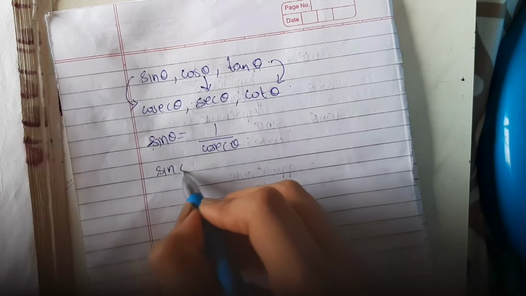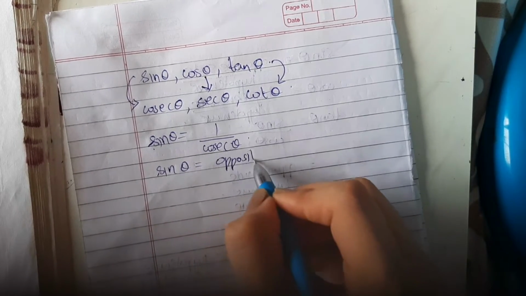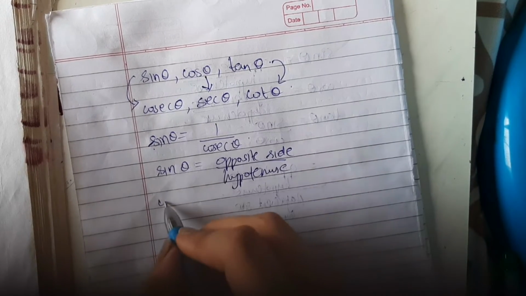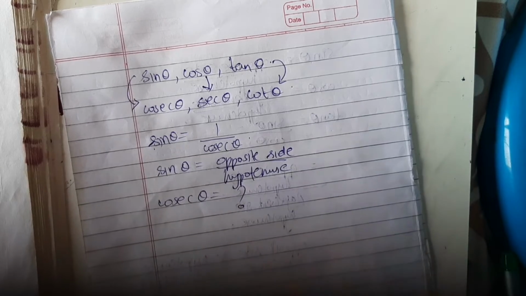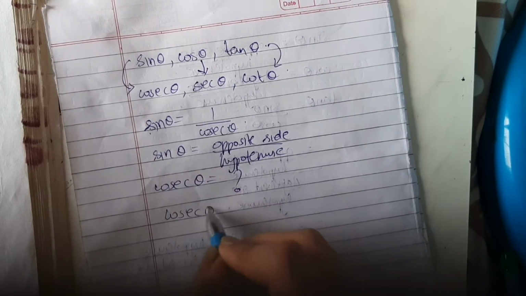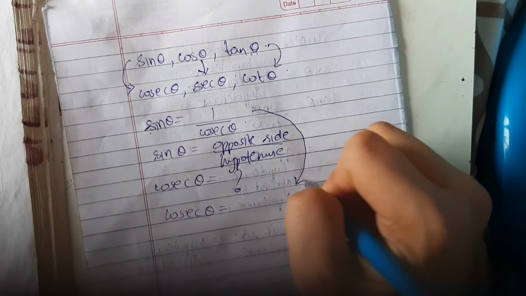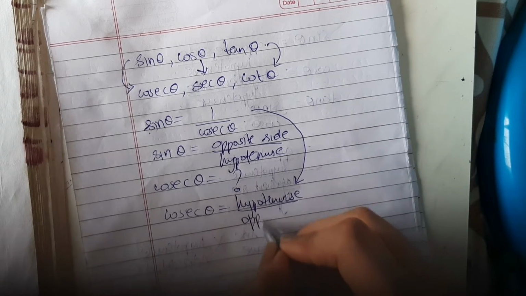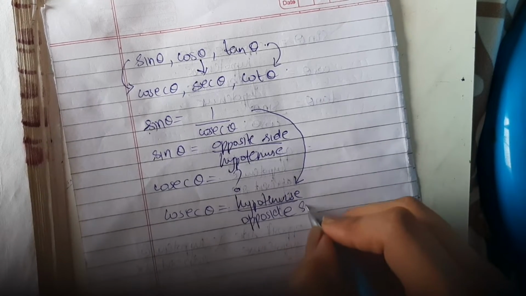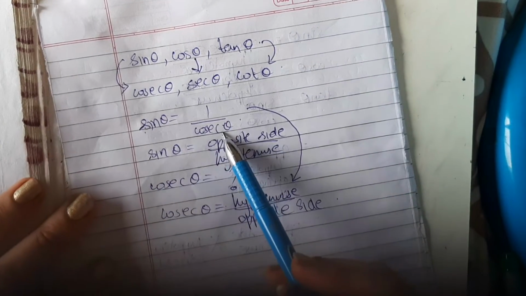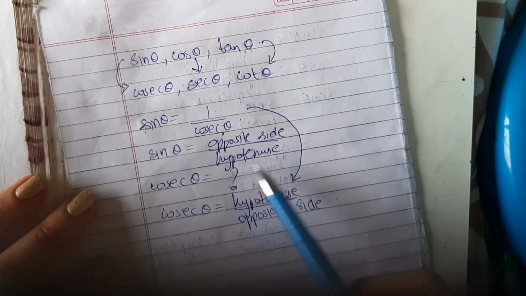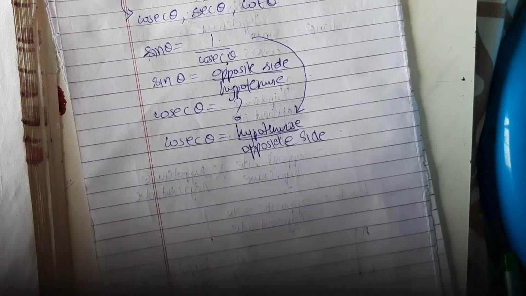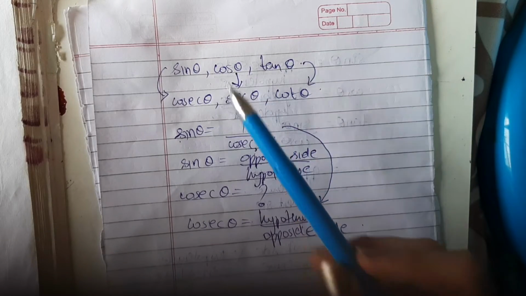We know that sin theta is equal to the opposite side upon hypotenuse. So what will be cosec theta? Cosec theta by this formula will be hypotenuse upon the opposite side. Why? Because sin theta is 1 upon cosec. So 1 upon opposite side upon hypotenuse. So we will take the reciprocal and we will get hypotenuse upon opposite side. Understood?